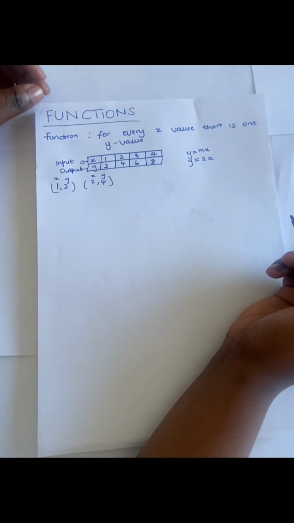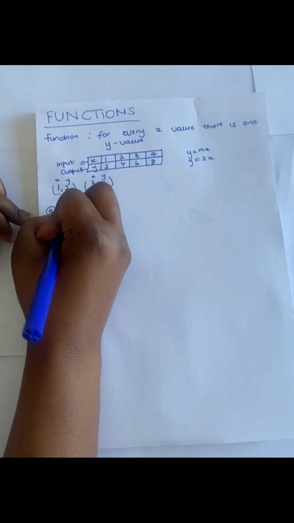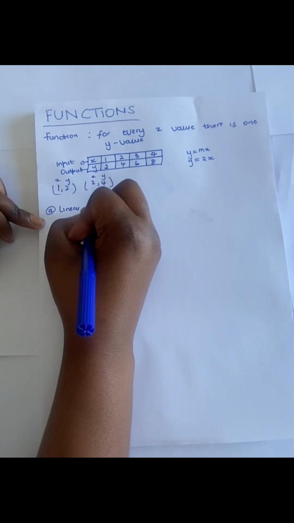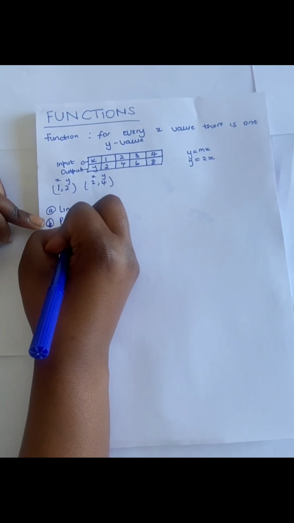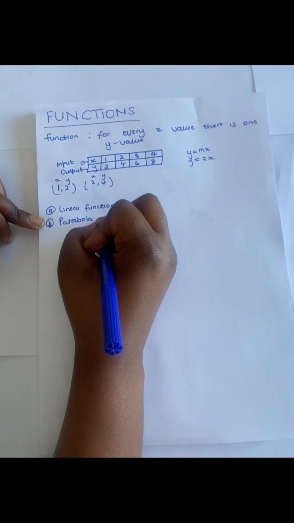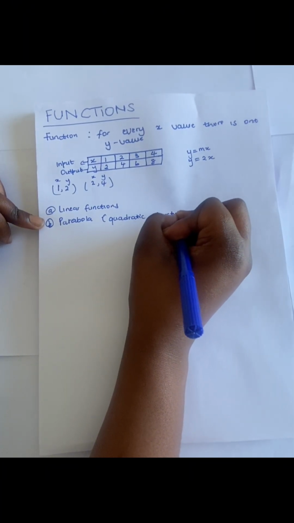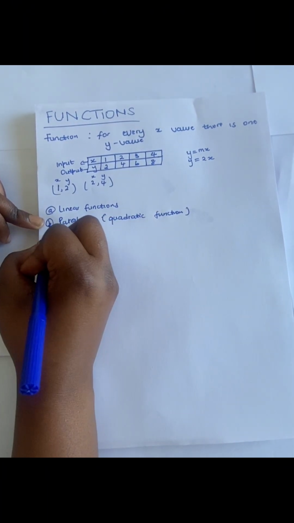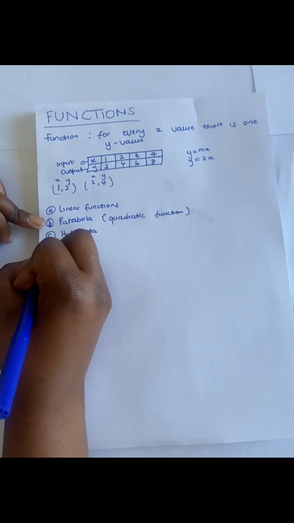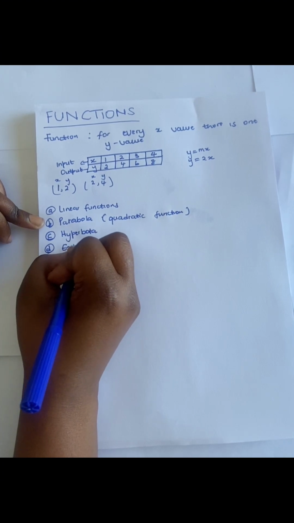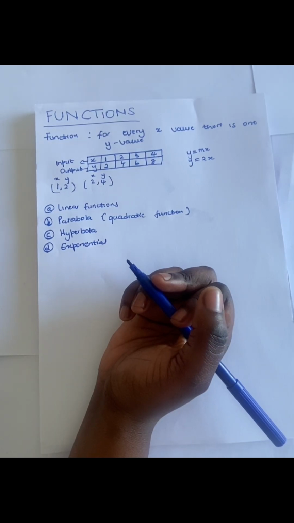Okay, so we have different types of functions here in grade 12. We have your linear functions, B your parabola or quadratic function, and we have your C, hyperbola, and D, your exponential. Okay, let's start with linear functions.